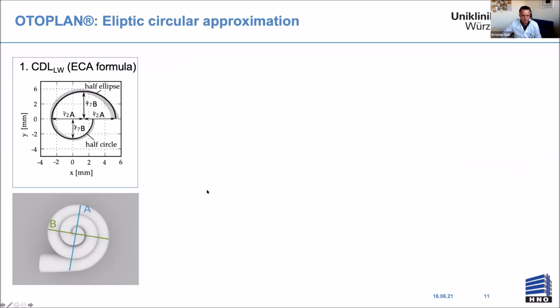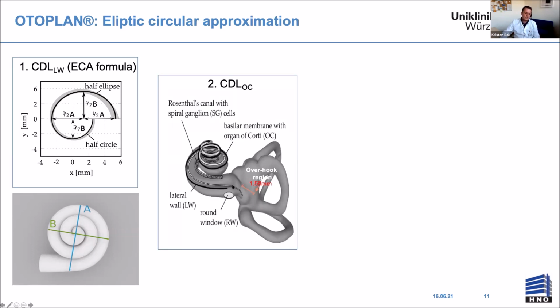So which formula is used in the AutoPlan software? In the AutoPlan software, the ECA formula is used, which is a type of mathematical function where the width and the diameter of the cochlea are measured. But in the newer versions, other specifications have also been added, especially for measurement of the organ of Corti. There is an addition of 1.58 millimeters, because you know that here in the hook region, the organ of Corti is much longer than here at the round window.